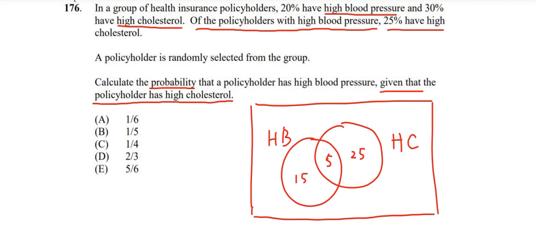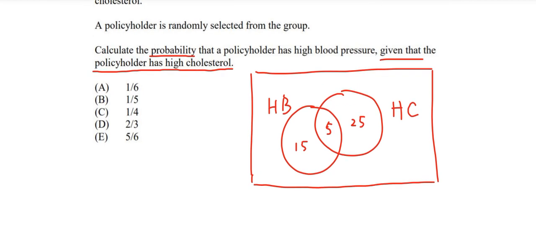Okay, so now we can find the probability. The condition here is: given that the policyholder has high cholesterol, so among the 30, the denominator is 30. Among the 30, how many have high blood pressure? So 5, right?